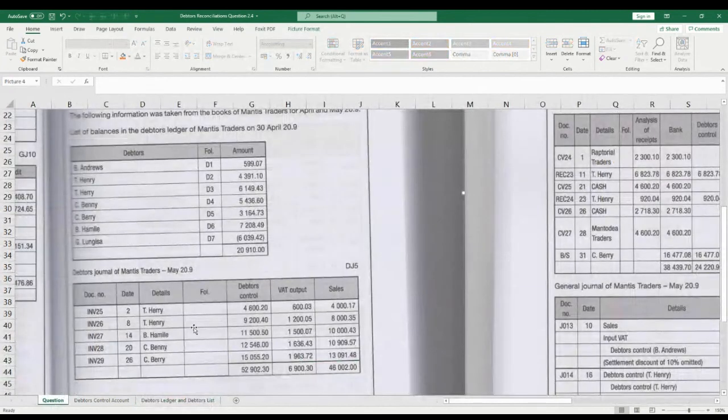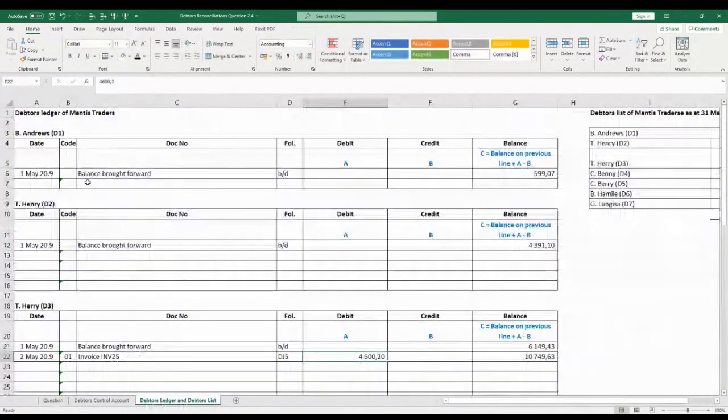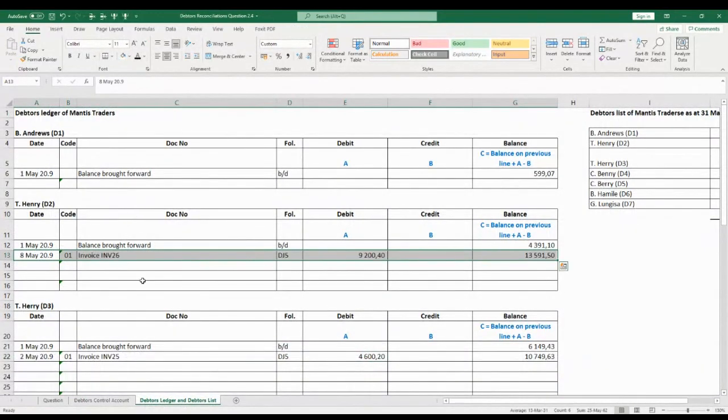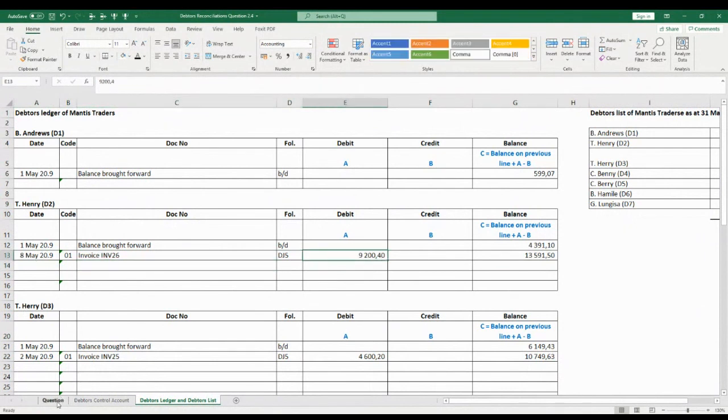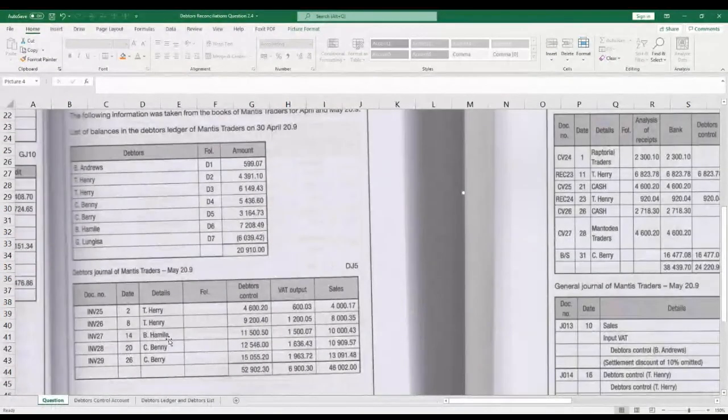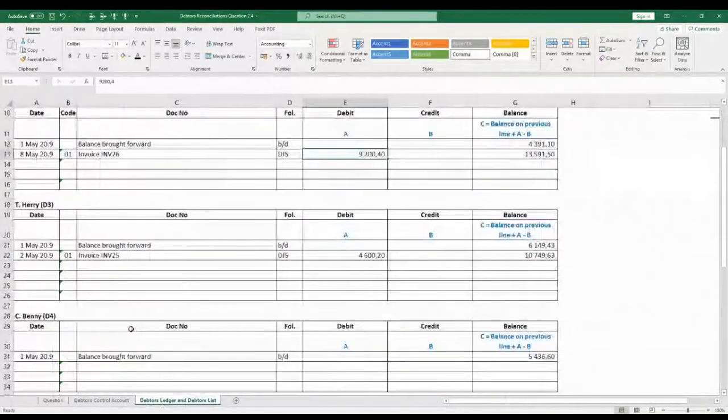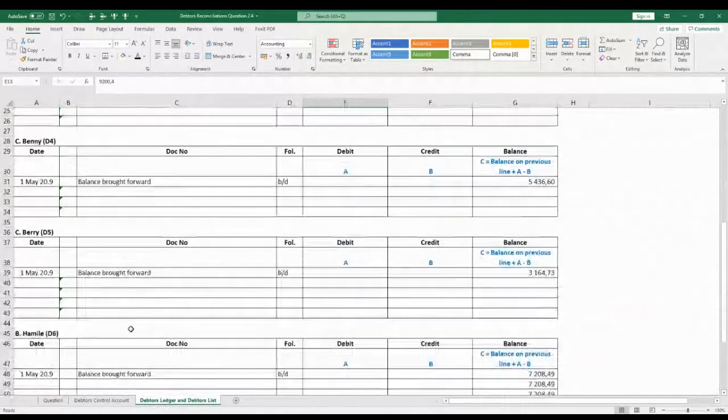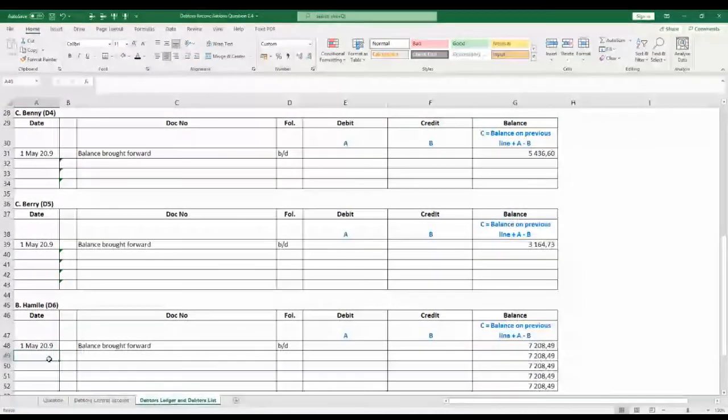Then the next one is T. Henry, so it's 9,200. So we go T. Henry, so we've got an invoice for T. Henry on the 8th of 9,200. Then we've got B. Hamill. Now I haven't filled in this one yet, so let's go down to B. Hamill. So what information will I capture here under B. Hamill?